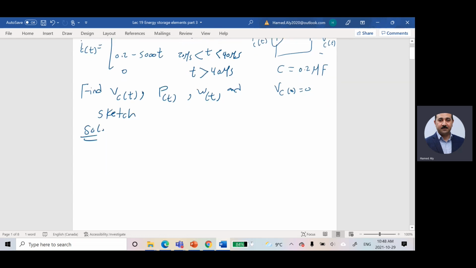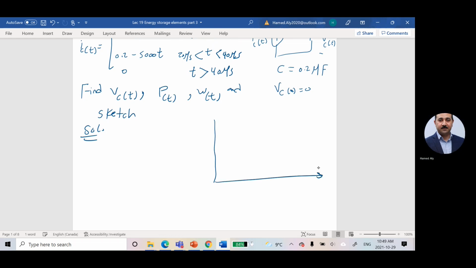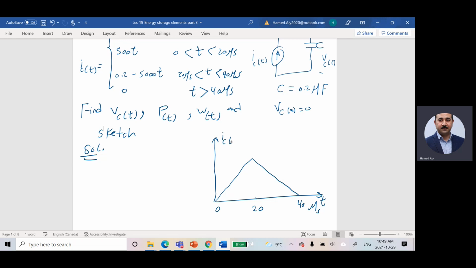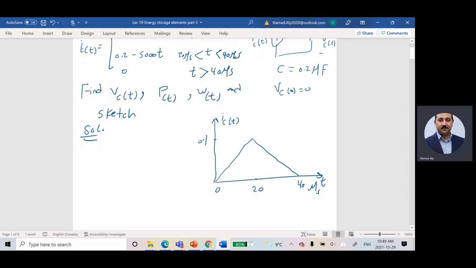He actually gave me the plot. It's given. He said this is 40 microseconds, and this is 20, and this is 0, and this is IC of t. This is given actually, and this is 0.1. So he would like to find VC of t for that problem.